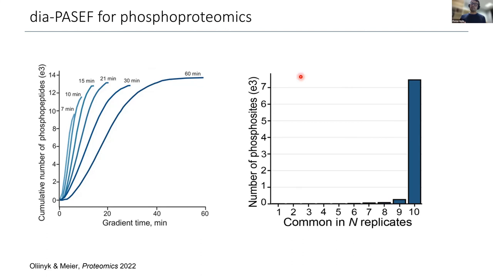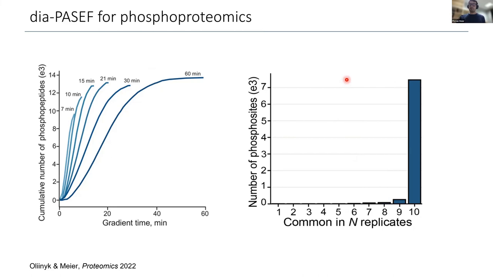And the other one is that since this scan mode is very consistent and you're always doing the same thing again and again, also the reproducibility in replicates can be very high. So in this case, we just ran 10 technical replicates of the same sample. And as you would have hoped to see, nearly all peptides were detected in 10 out of 10 replicates.